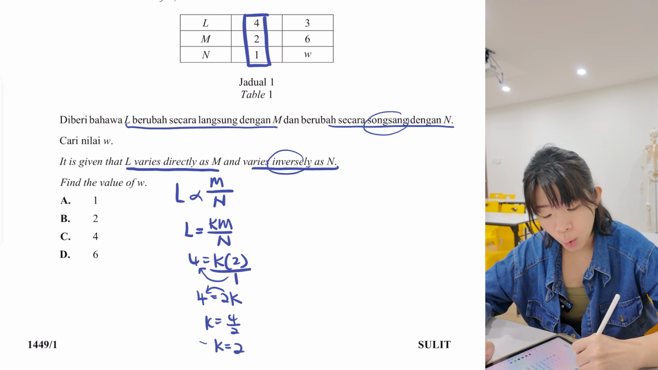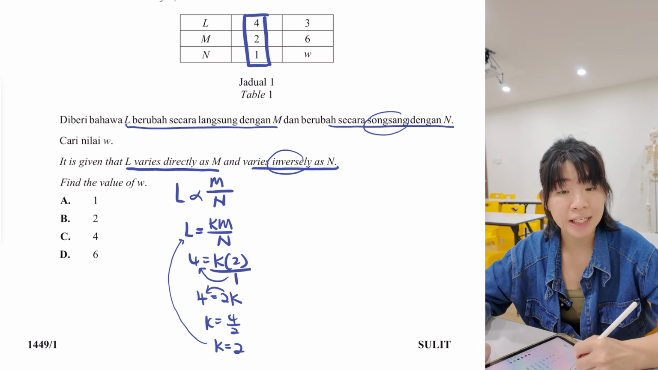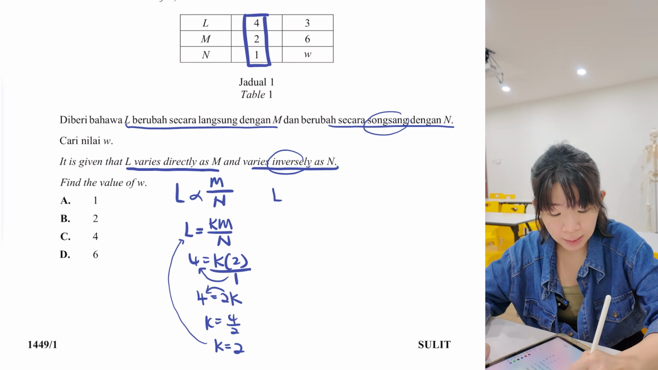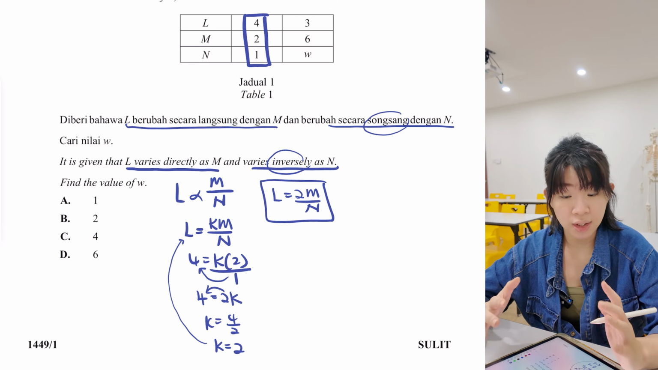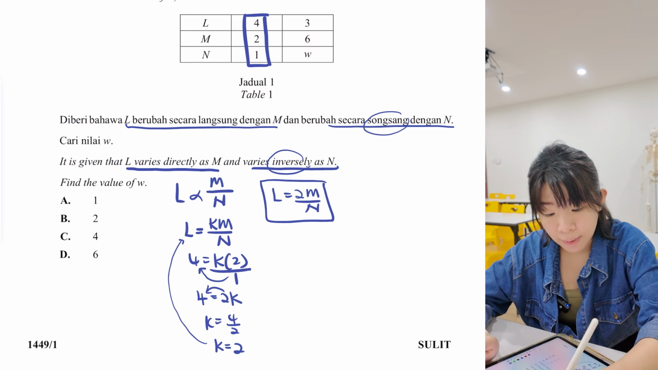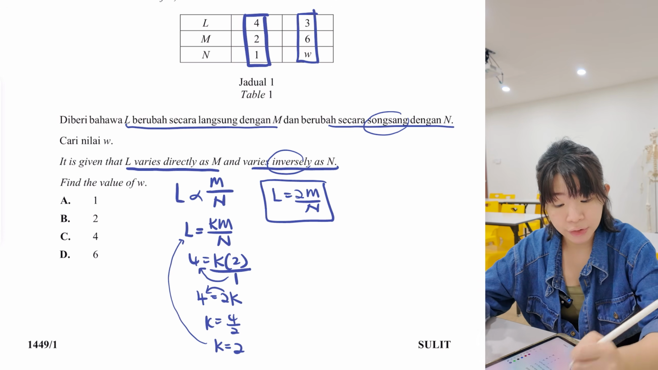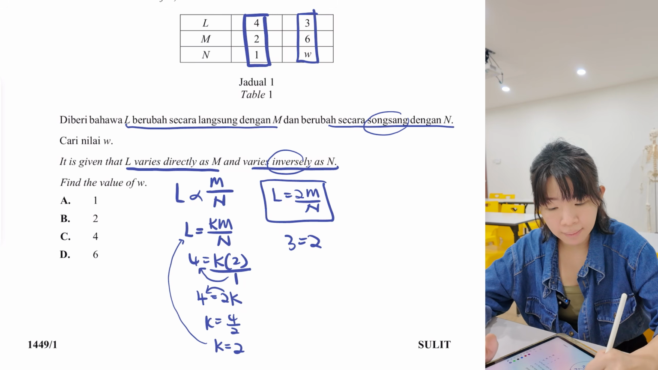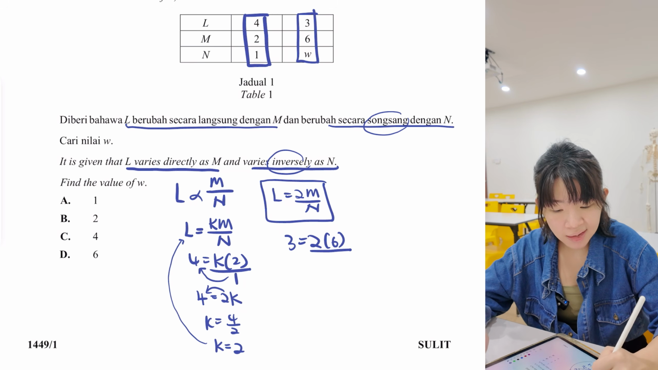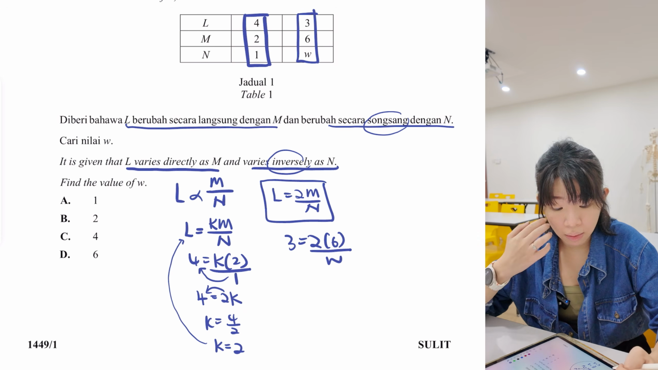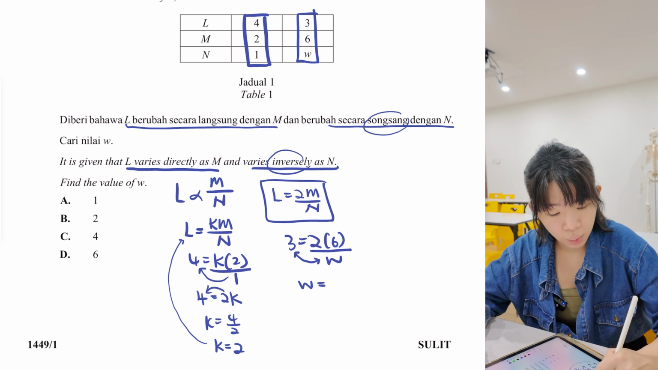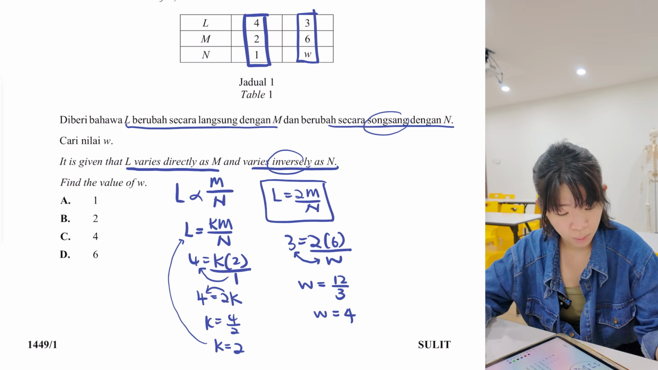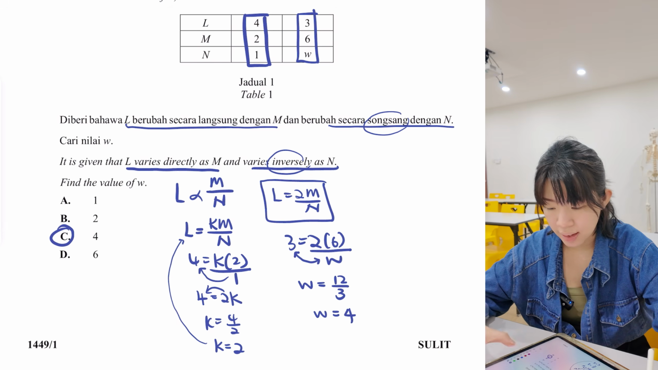Alright, so once we get K, always copy the equation one more time. Put the K in it. L equal 2M over N. So this is our complete equation. Use this to find whatever they ask later. So they ask us to find W. Now we use the second set. L is 3. The 2 constant remain the same. M is 6, over N, N is W. So at the end, W is how much? The 3 bring over, W equal 12 over 3. W equal 4. Answer C. Alright, next.